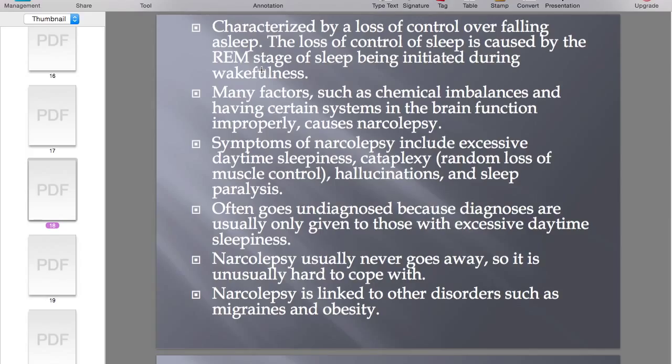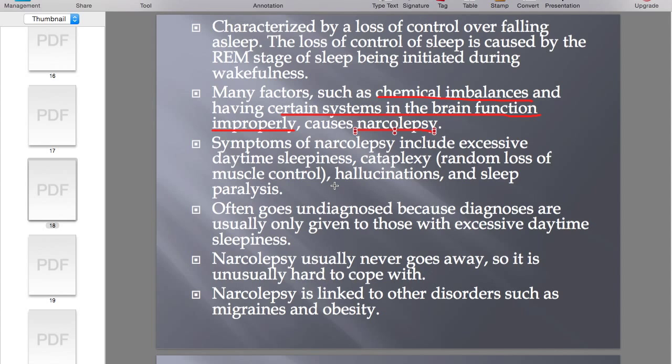If they're walking around, it can happen. If they're eating, it can happen. If they're just playing a sport, it can happen. It can happen anytime while they're awake. There's a whole lot of factors that combine to create narcolepsy, such as chemical imbalances and certain systems in the brain functioning improperly. These combine to cause narcolepsy, to prevent someone from having control over their sleep.